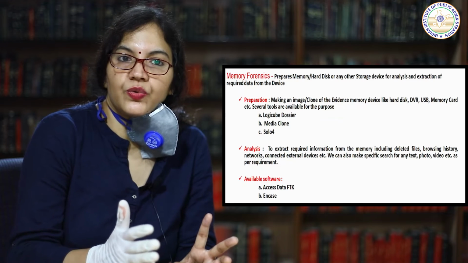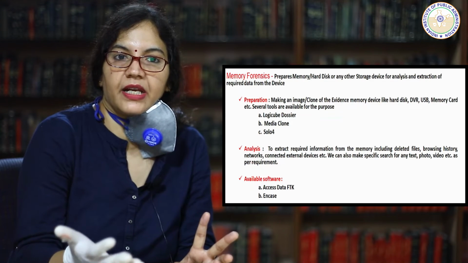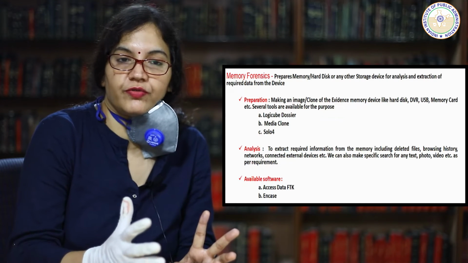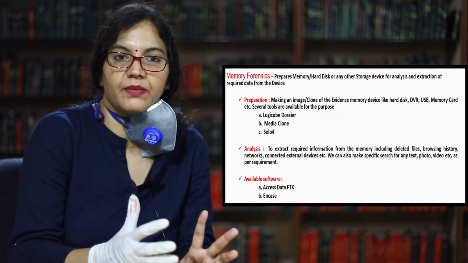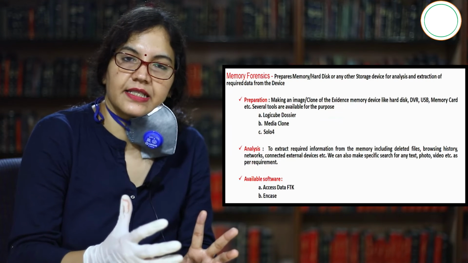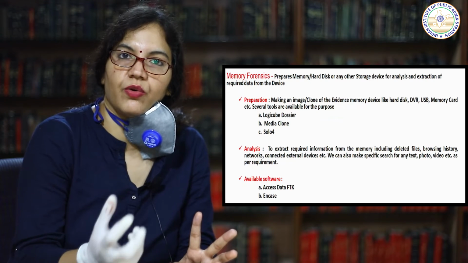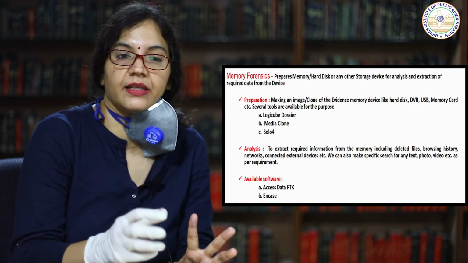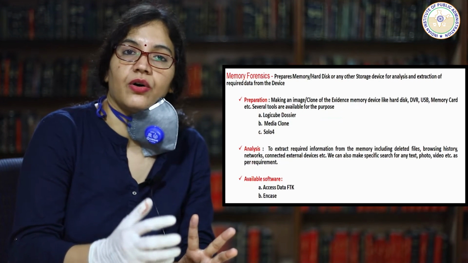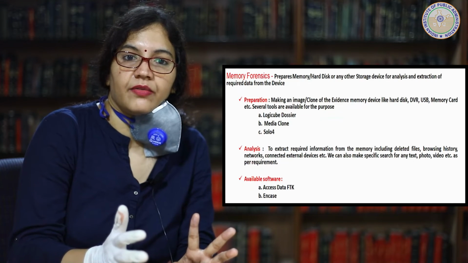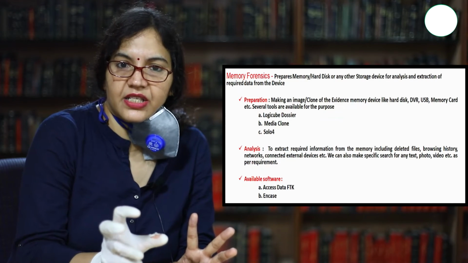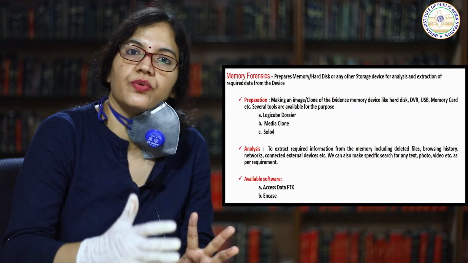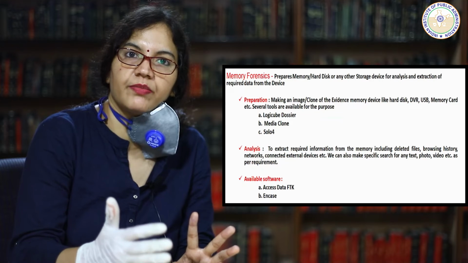There are several tools available for that purpose through which you can make an image or a clone of the evidence, maybe Media Clone, maybe Solo 4, which you can use to make that clone of the memory devices. Then comes the analysis. Analysis is basically what data you want to extract: the required information from the memory, including deleted files, browsing history, networks connected, or external devices connected. We also make a specific search for any text, photo, video, etc. as per the requirement. So analysis is basically what information you require, the deleted information, from the memory.